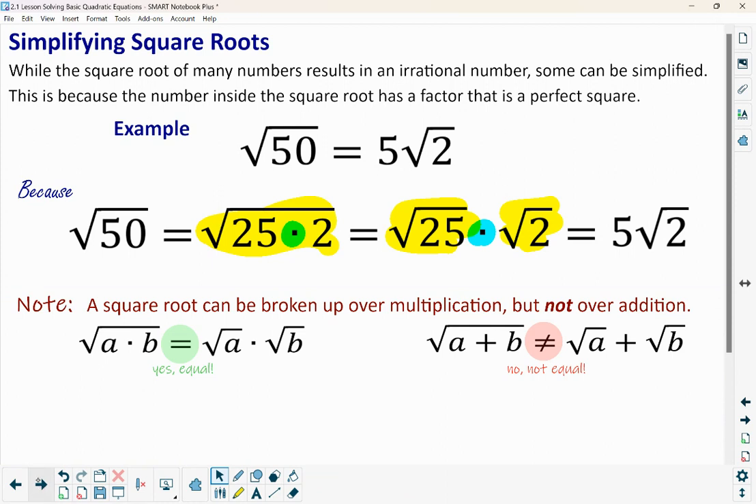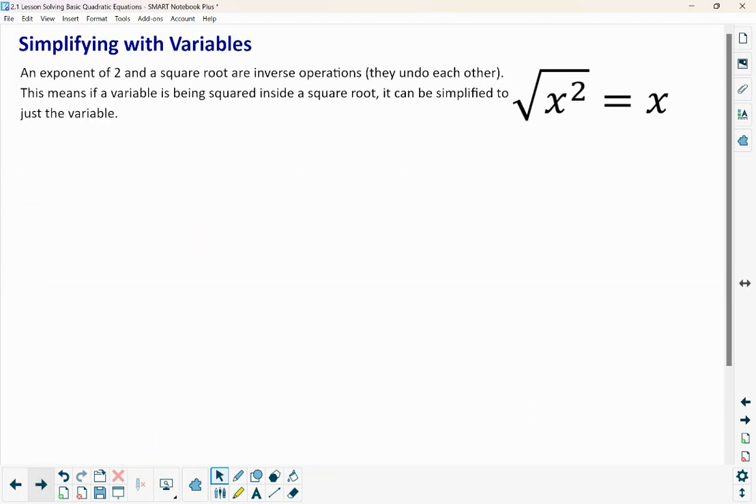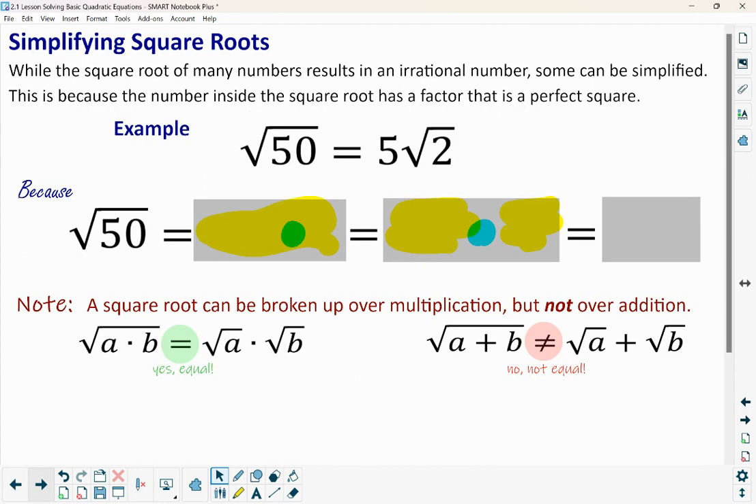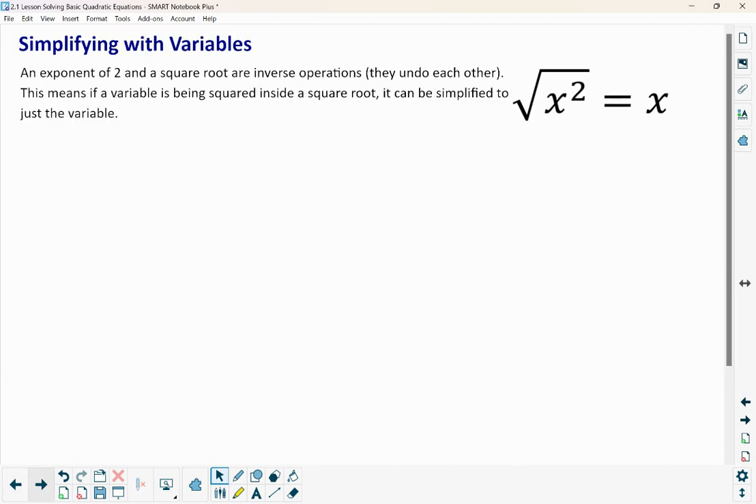Anyway, we will definitely want to report an answer like root 50 as a 5 root 2, but our calculators can do that for us. So you won't have to be doing this by hand. We'll rely on our calculators to turn these answers into simplified radicals. However, your calculator does not help you simplify variables. So we're going to have some expressions that have variables in them, and so you have to be able to simplify those yourself.